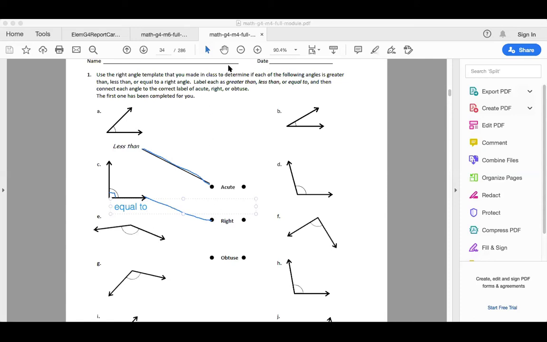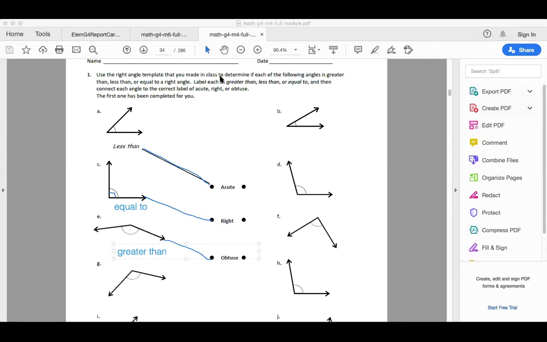Now I'm going to grab my line again, and here I'm going to show you that this is actually obtuse because it is greater than the right angle. So I'm going to draw my line to obtuse, and with my text, I'm going to write greater than. So remember, it's less than, equal to, or greater than.